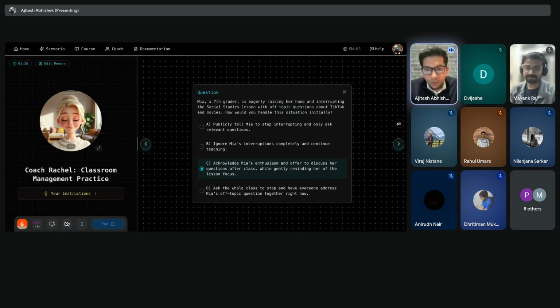I think my second step would be to maybe give her a task in the class to solve that keeps her busy. I think likely that would solve it, and then just after the class, I'll have the discussion again. I hear you, Ajitesh. Giving Mia a constructive task can help redirect that energy. But let's push it further. What if she's still off topic or interrupting even after that task?